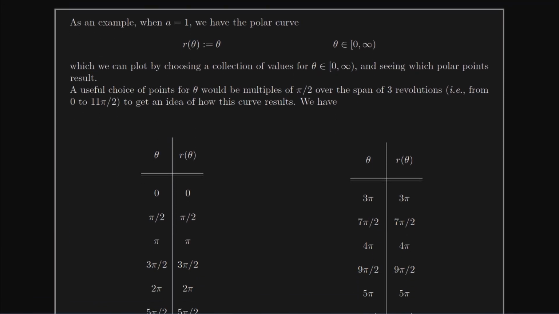So for an example, let's make a equal to 1. It's kind of a very classic polar curve. It looks like f of x equals x, but it definitely does not get graphed like f of x equals x. It's going to look substantially different than the f of x equals x graph.